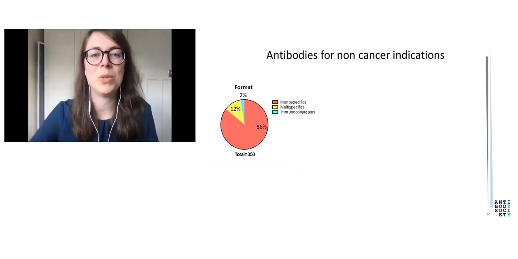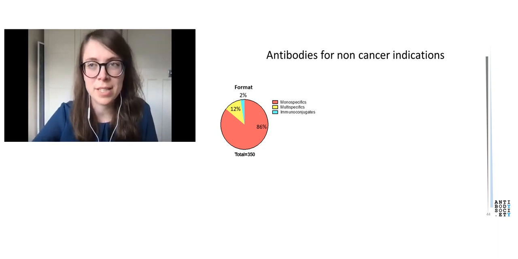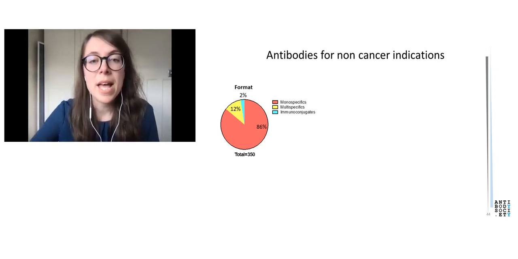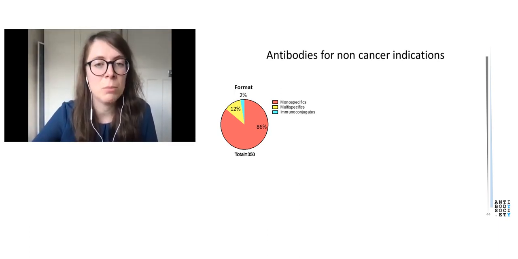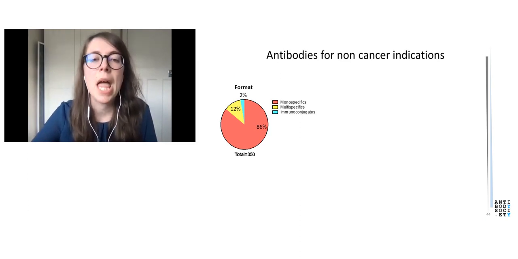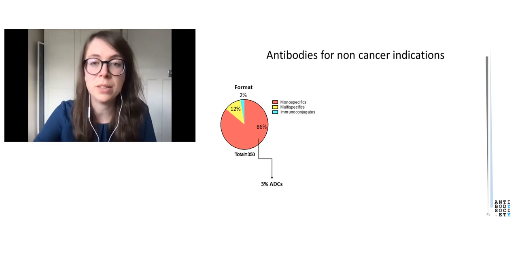And now I move to the antibodies for non-cancer indications. We have stratified them according to the format, and 86% are monospecific, so the majority. We have only 12% of multispecifics and 2% of immunoconjugates. 3% of the monospecifics are antibody-drug conjugates, and this is 10 times less the proportion of antibody-drug conjugates in the antibody for cancer indication group.